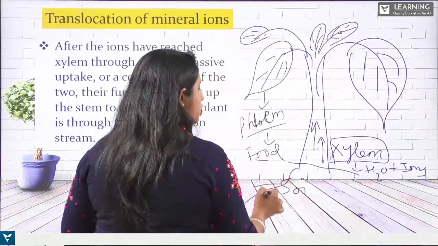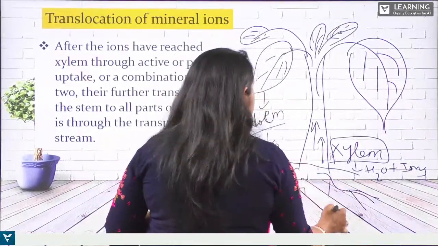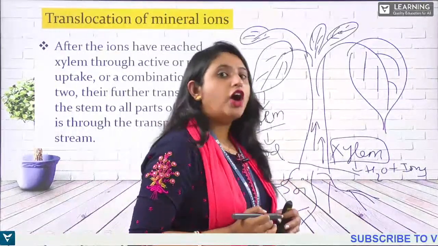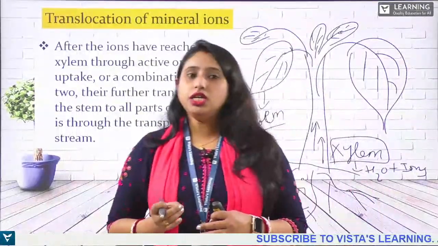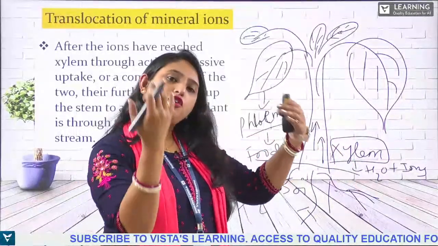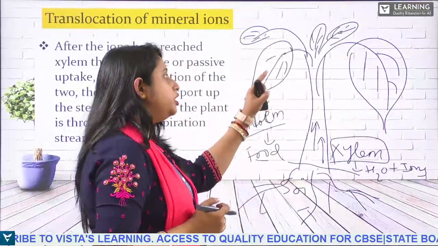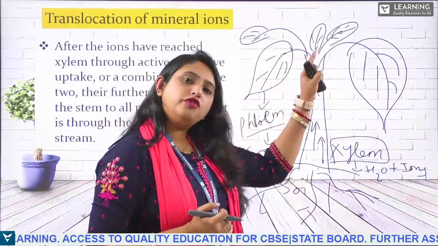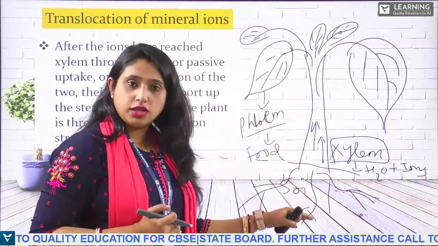So in the soil, the plant will absorb the various nutrients in the form of ions, minerals, isn't it? These will be transported from one part of the plant to different parts of the plant, right? And from the leaves, the food will be transported from the leaves to the roots, isn't it?